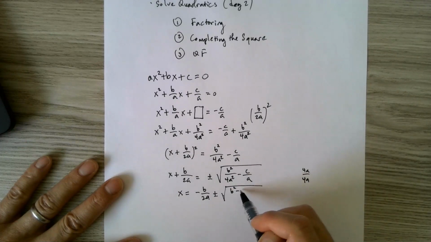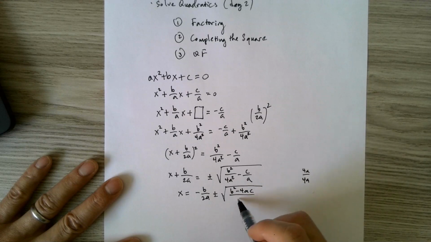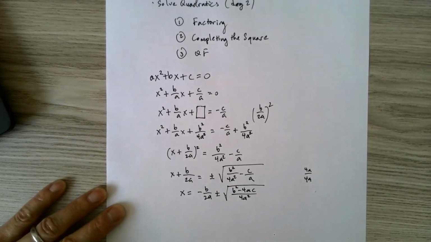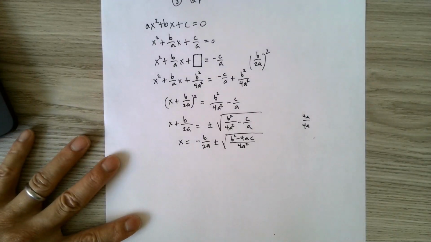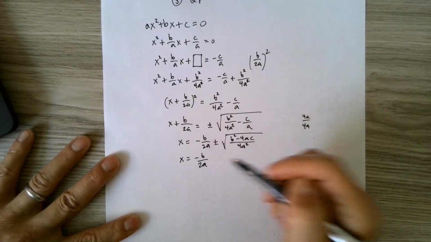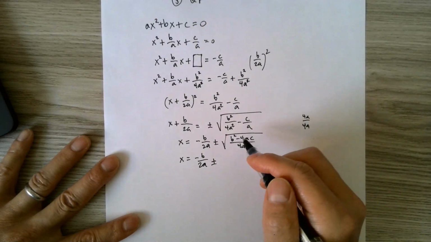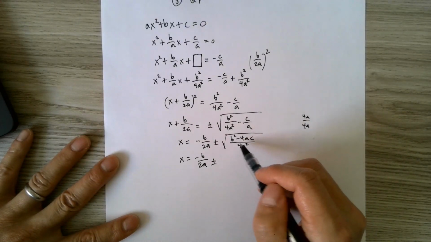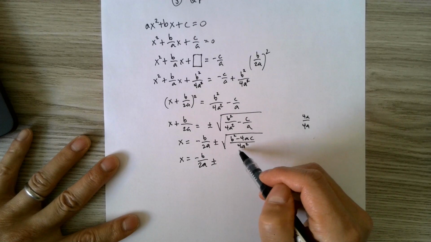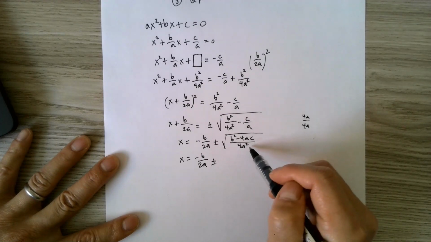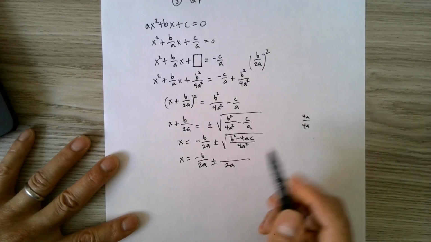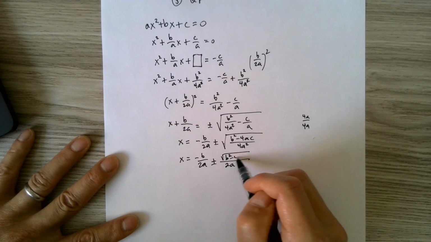And then I get that. And I can do something else here. I can split this fraction into a radical over a radical. And then I can simplify the radical of 4a squared to 2a. The top stays the way it is.